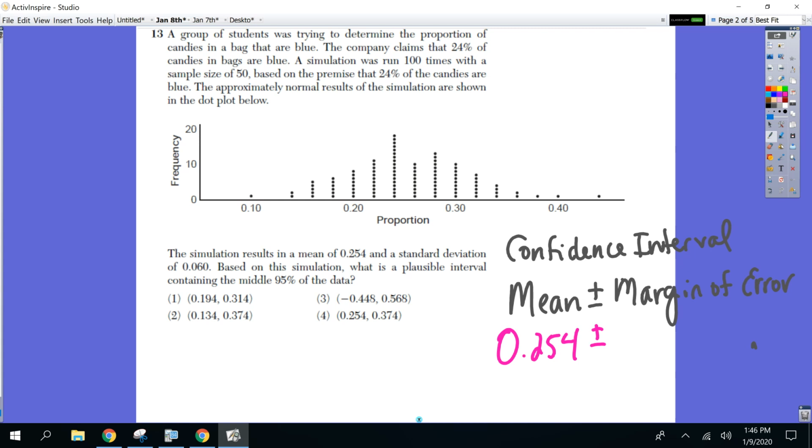How do you find margin of error? Let's go over here. Margin of error, plus or minus 2 times, which would be 0.060. And that's what? Plus or minus 0.120. That's what goes here, everyone. Not your standard deviation.